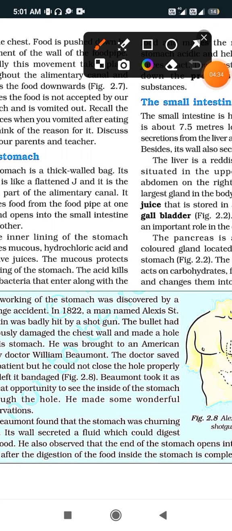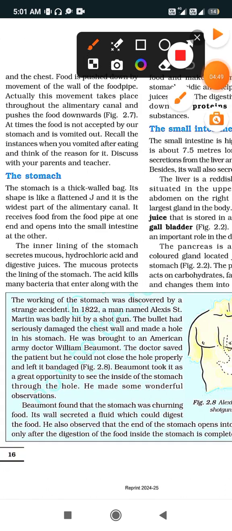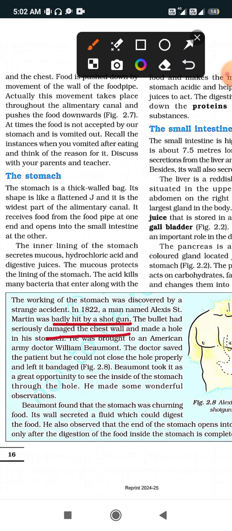Now here it is given, student, that the working of the stomach was discovered by a huge accident. Clear? A man named Alexis St. Martin was badly hit by a shotgun. Clear? The bullet had seriously damaged the chest wall and made a hole in the stomach. He was brought to an American doctor, William Beaumont, and the doctor saved the patient but could not close the hole properly and left it bandaged.